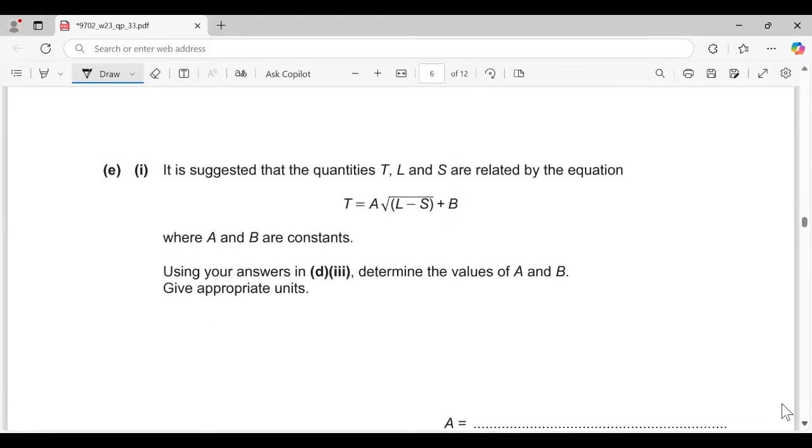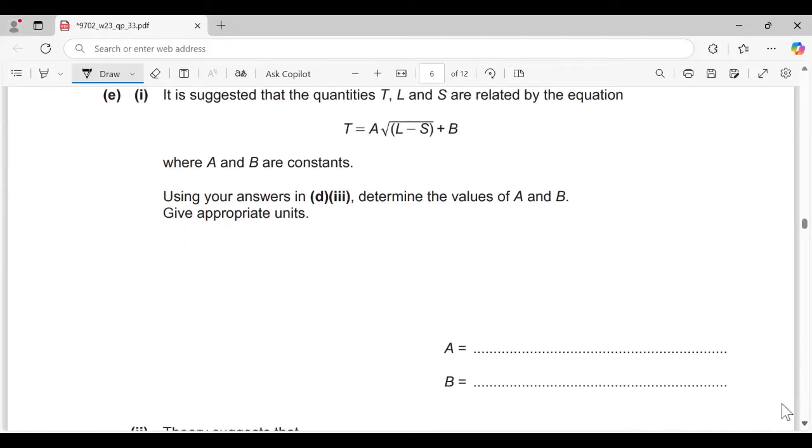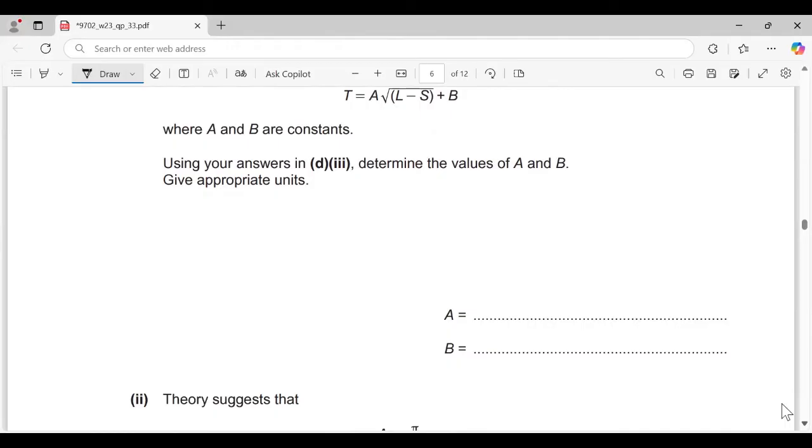It's suggested that the quantities T, L, and S are related by the equation. This is the equation where A and B are constants. Using your answer in part D3, determine the values of A and B, give appropriate units. Right.